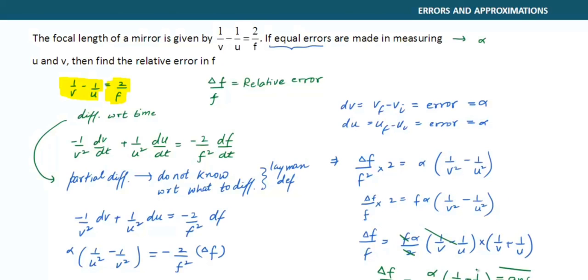This is the relative error in f in terms of alpha, u and v, because u and v are given to us, and alpha I have taken in the question to make you sure that you understand what is to be found. I hope the question is clear.